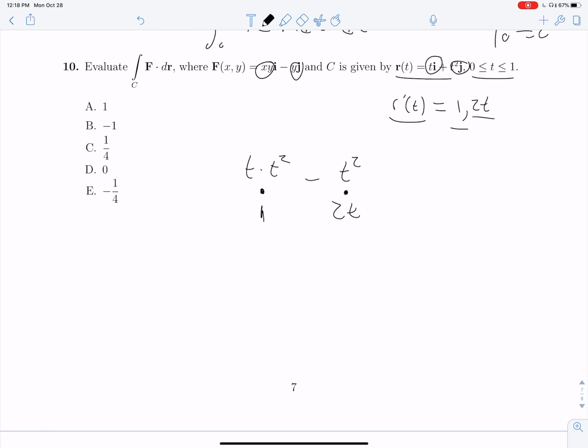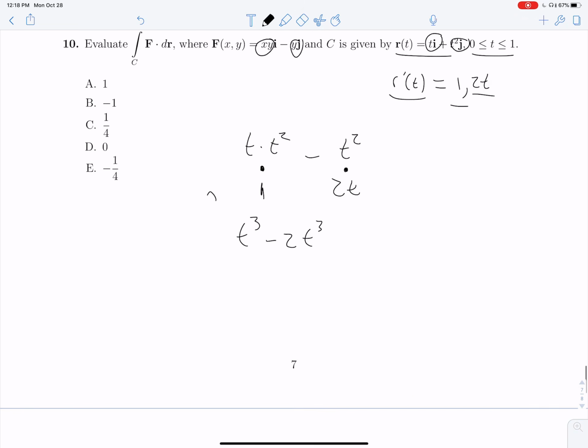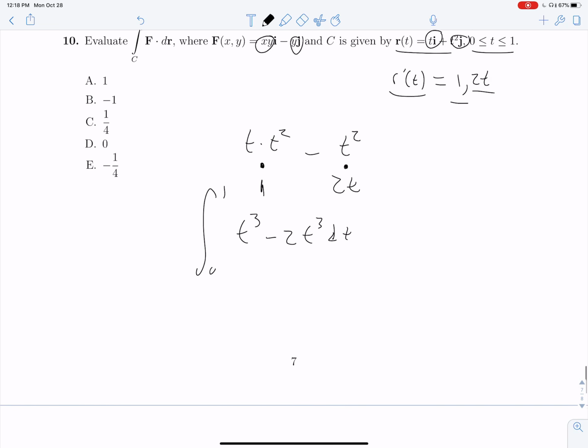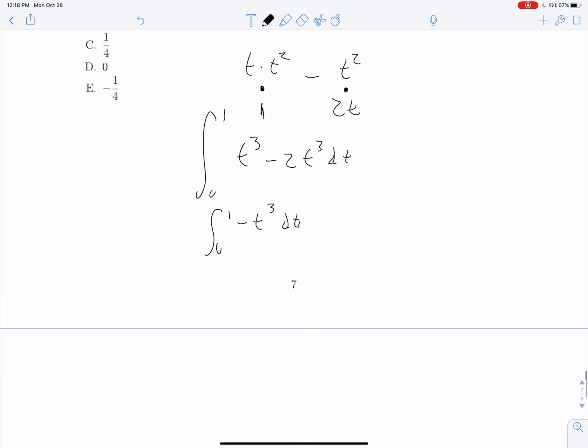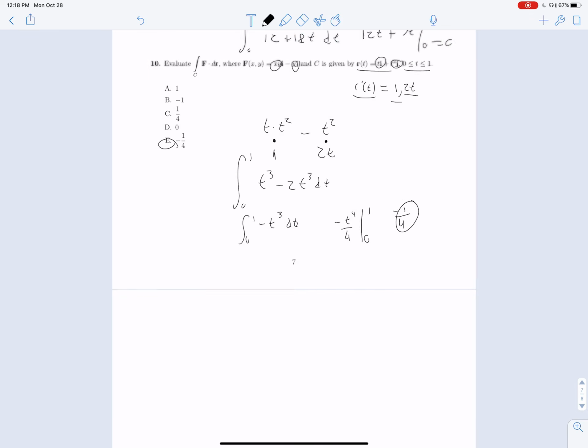And so simplifying all that out, we're going to get t cubed minus 2t cubed, integral from 0 to 1 dt. And this is just negative t cubed dt. Sorry about that, people are loud. And then we're evaluating this integral. So negative t to the 4 over 4 on 0 to 1 is negative 1/4, and we are done.